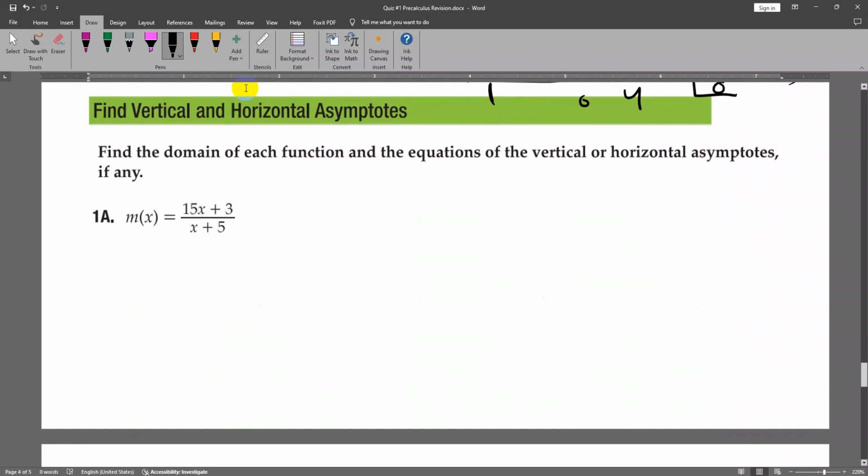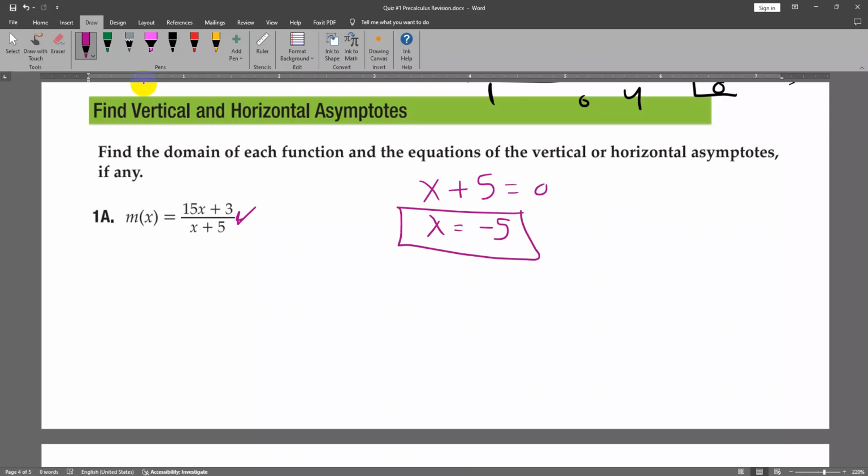Let's move on. Find the domain of each function and the equation of the vertical and horizontal asymptotes, if any. Okay, this one, to get the domain, we will get the zeros of the denominator. So x plus 5 is equal to 0, x is equal to negative 5. Actually, this number is undefined for this function, so we have the domain: all real numbers except negative 5.